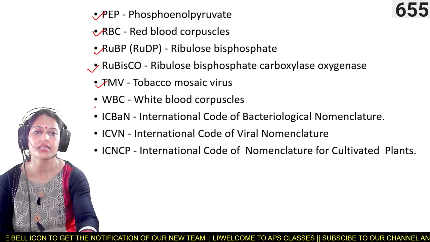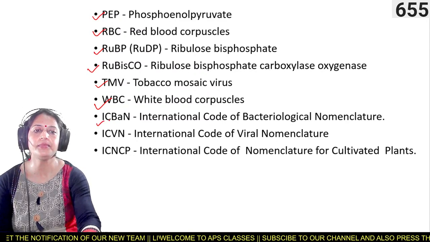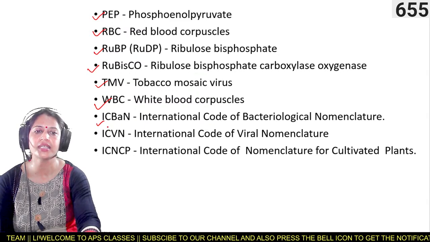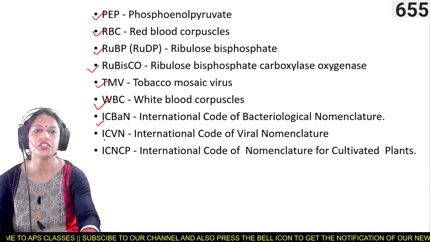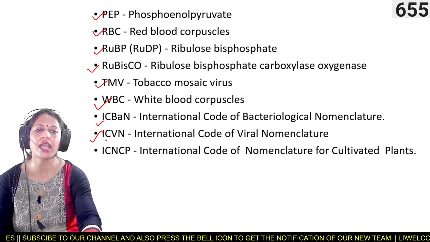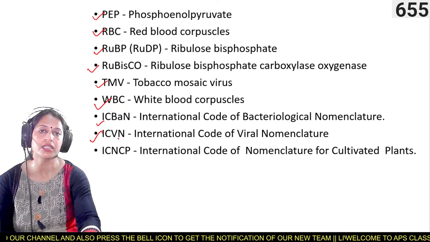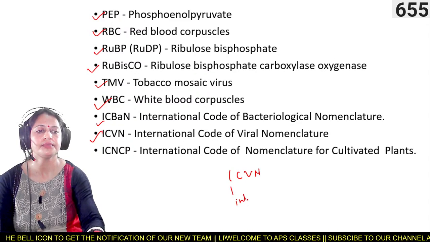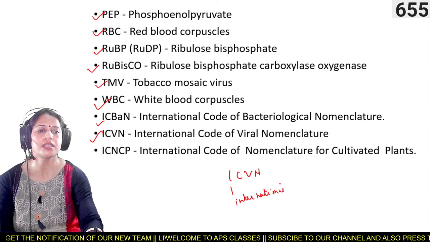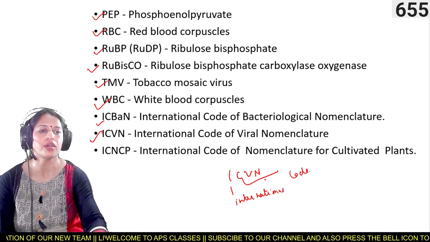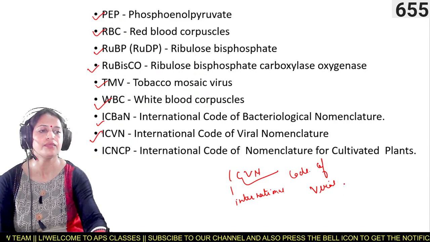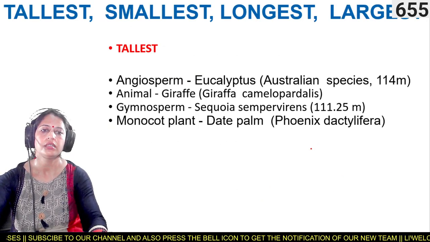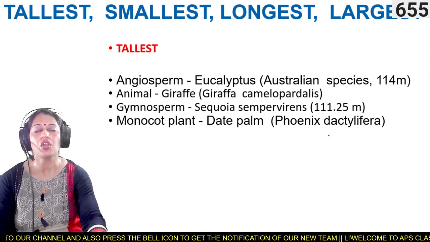TMV, tobacco mosaic virus. WBC, white blood corpuscles. ICBN, that is I for international, C for code, B for botanical, and N for nomenclature. International code of botanical nomenclature. Next is ICVN, that is I for international, C for code, V for viral, and N for nomenclature. International code of viral nomenclature.